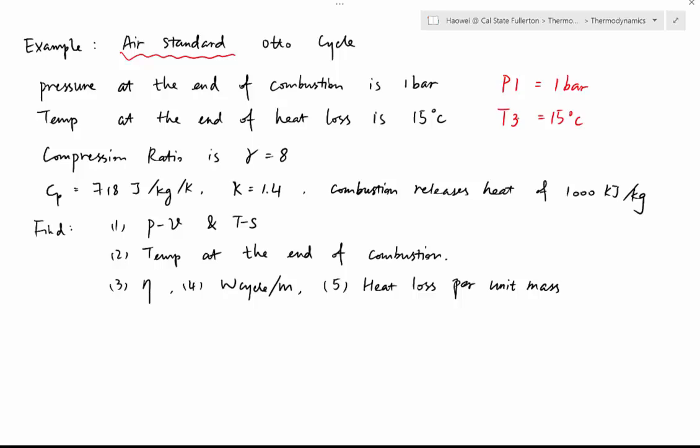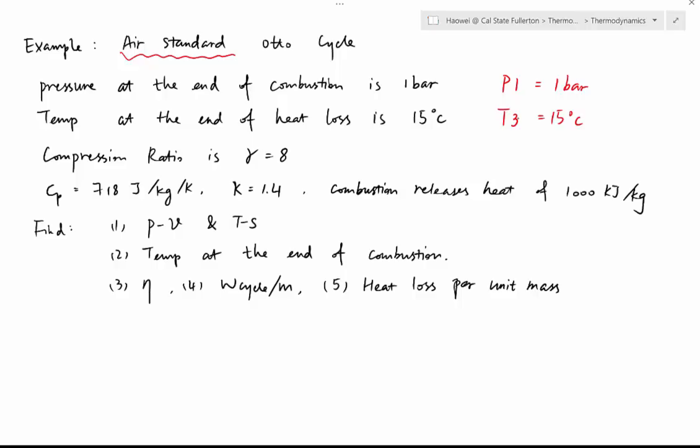And then Cp, specific heat at constant pressure is given. That is 718 joule per kilogram per Kelvin. K, the ratio of the two specific heats, is 1.4. And combustion releases heat of 1000 kilojoule per kilogram. What we need to do first is to sketch the process on P versus nu and T versus S diagram.